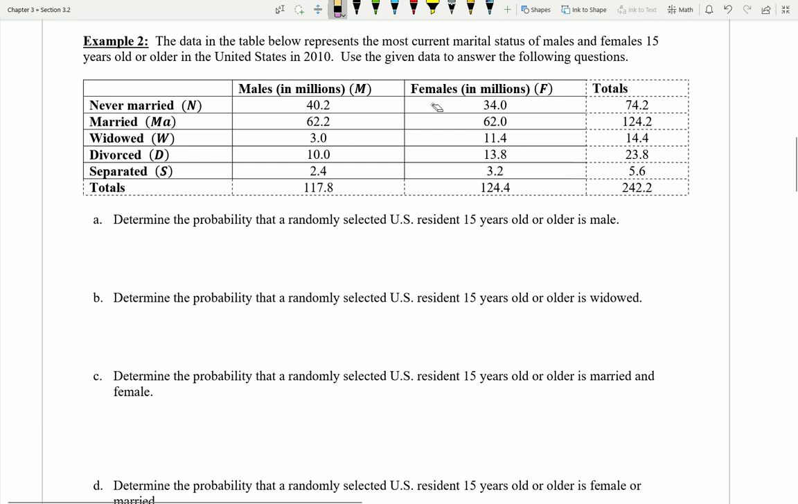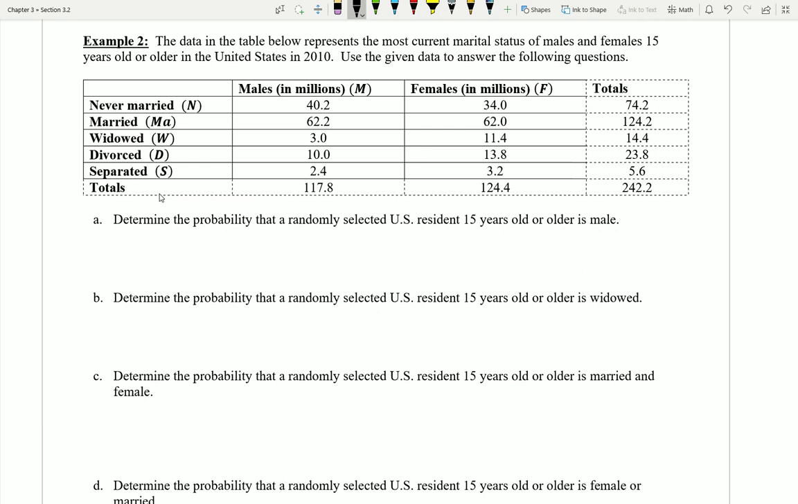Of course, being able to read the table is important if I want to be able to start answering these probability questions. Like we said in the last video, every single time we write one of these probability questions, we're going to include probability notation. That's a requirement. And then I will go ahead and actually perform the calculation itself. So let's take a look here at part A. Determine the probability that a randomly selected U.S. resident is going to be male.